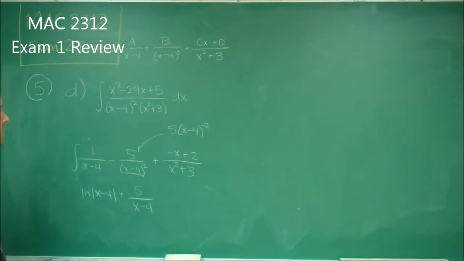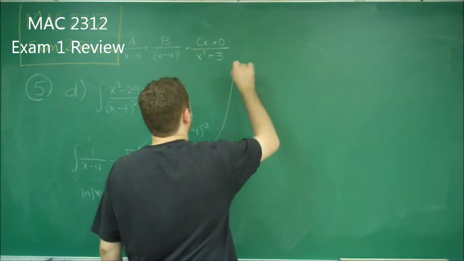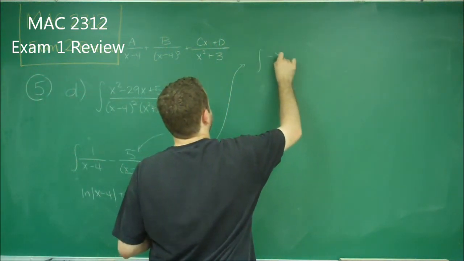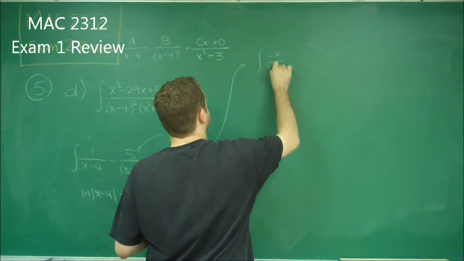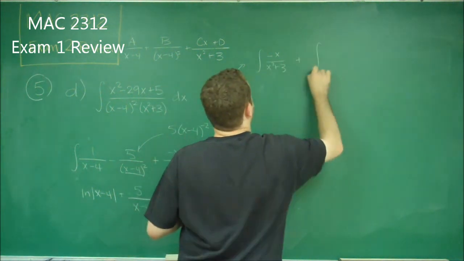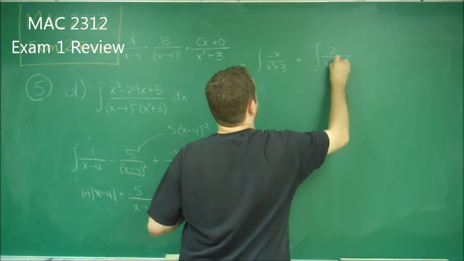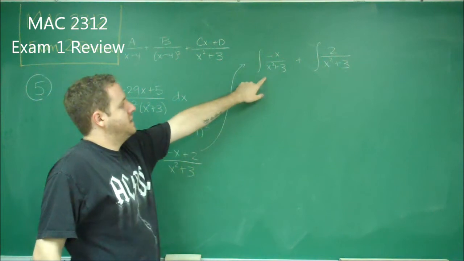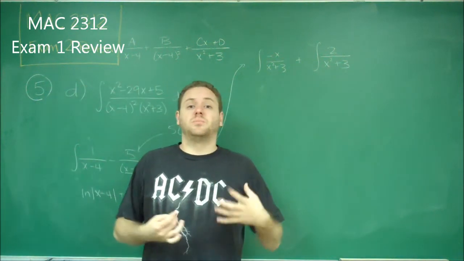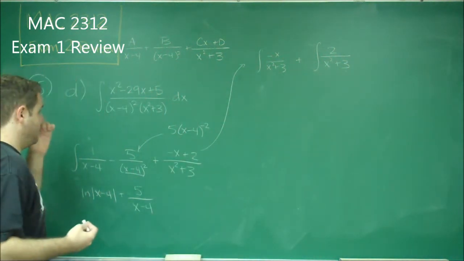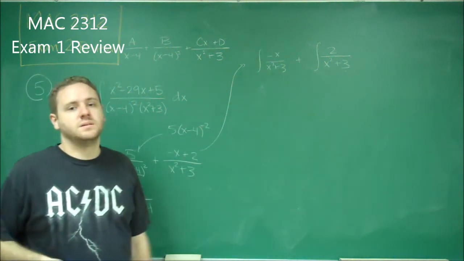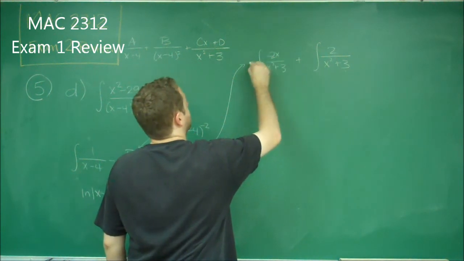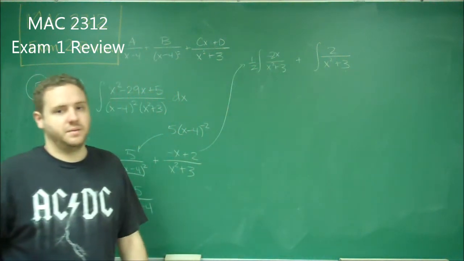This one here, let's deal with this one separately. What we're going to get is, this is the same thing as the integral of negative x over x squared plus 3 plus the integral of 2 over x squared plus 3. This is an ln, this is an arctan, just like the previous two problems. The derivative of the bottom here is 2x. We would need 2x on the top. If I'm going to put a 2 up here, I need to put divided by 2 there.